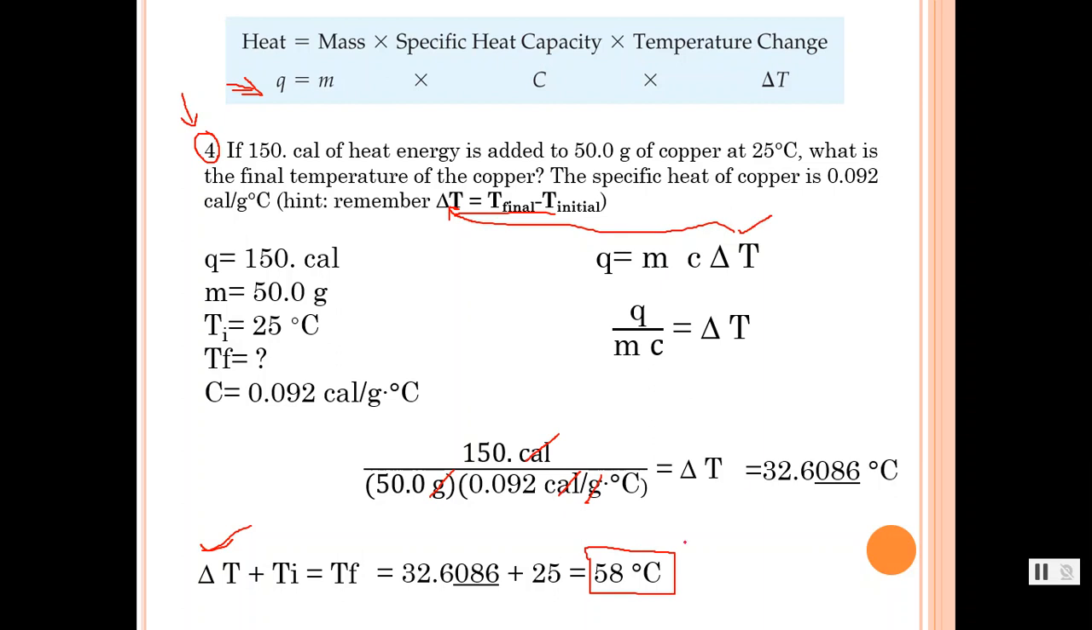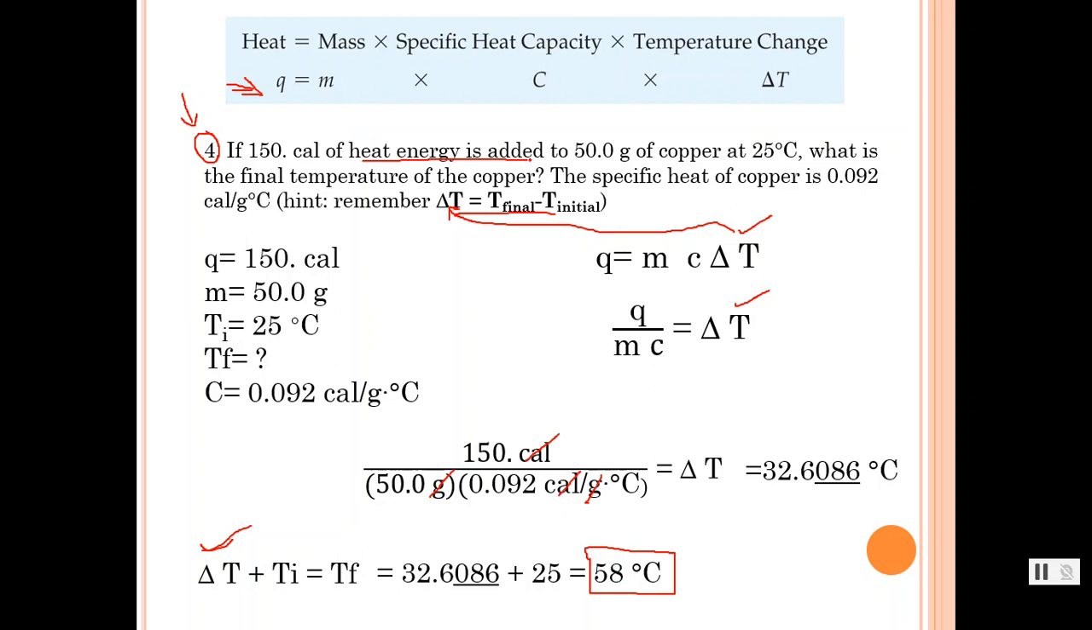We found that by first finding delta T from the Q equals MC delta T equation. Once we found that delta T value of 32.6086, we added the initial temperature of 25 to get our final temperature of 58 degrees Celsius. And that makes sense that our final temperature is going to be greater than our initial temperature because in the problem it said that heat energy is added. So that's one way you can kind of check your problem to make sure that it makes sense.